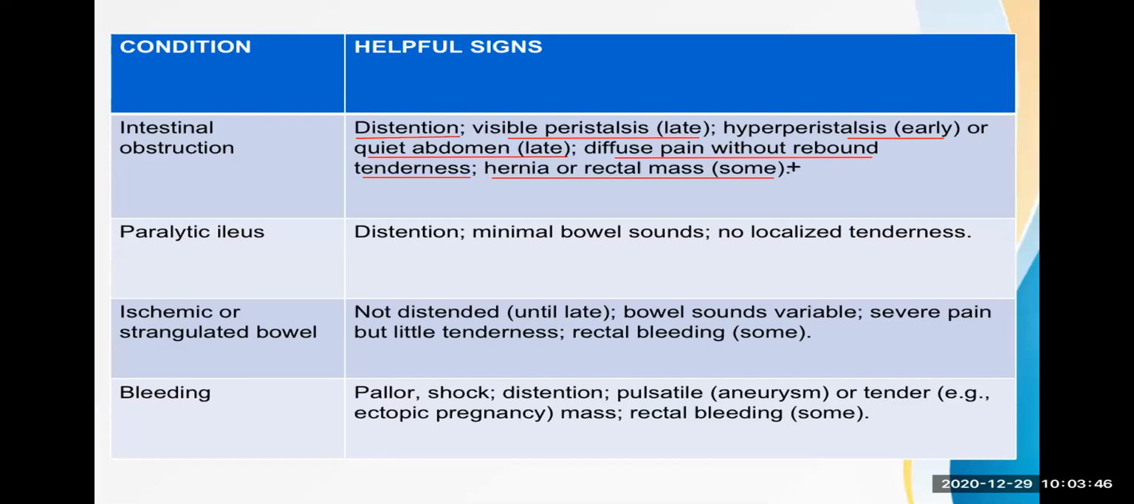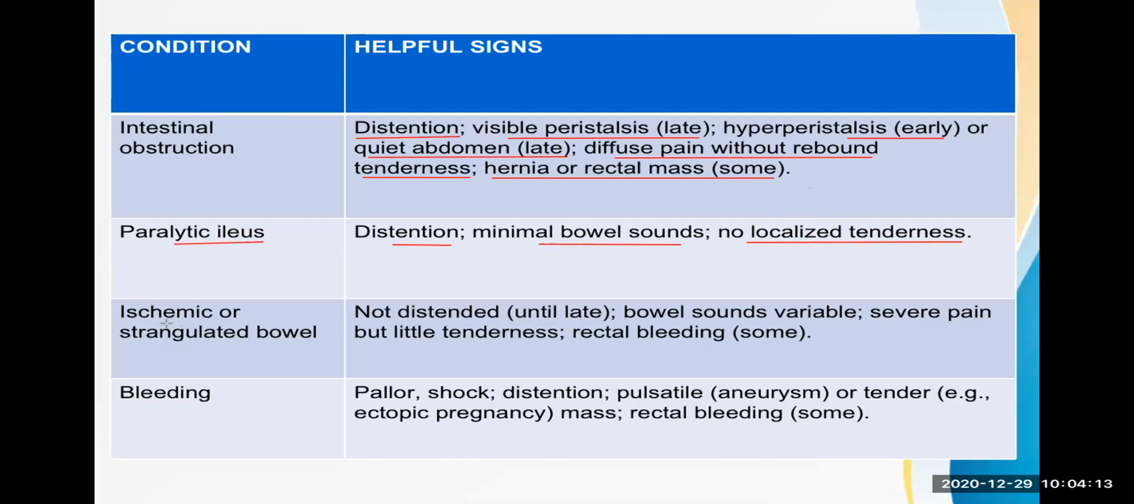So we can feel them because of those certain procedures. Paralytic ileus is another condition which results in case of acute abdomen. There is distension of the abdomen, definitely, because of the distension of the intestine. There is minimal or absent bowel sound, and there is no localized tenderness here.